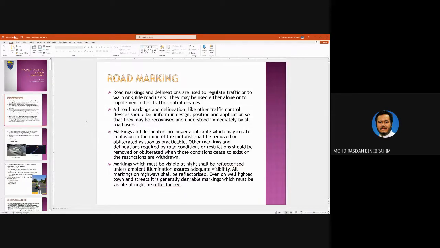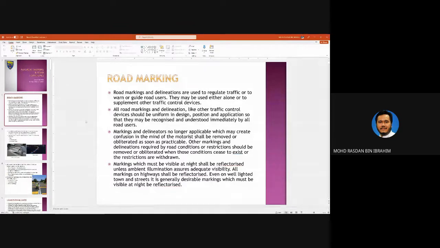Road markings are no longer applicable when they create confusion, when you have too many lines on the road. It must be just enough, and it must be clear enough to make sure that the public knows exactly what to do. If you have too many lines, too many arrows, it creates confusion, so it should be removed. Other road markings required by road conditions should be removed when those conditions cease to exist, meaning that it confuses. You should cancel and take off the markings.